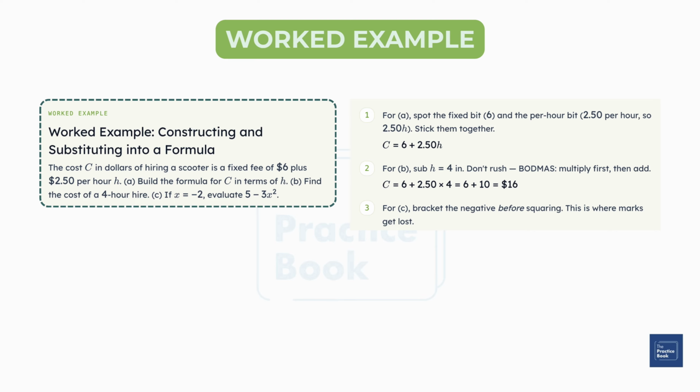Step 3. For Part C, bracket the negative before squaring. This is where marks get lost. 5 minus 3 times, open bracket, negative 2, close bracket, squared, equals 5 minus 3 times 4. Step 4. BODMAS again. Multiplication before subtraction. Equals 5 minus 12, which equals negative 7.